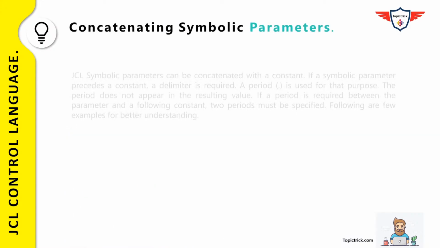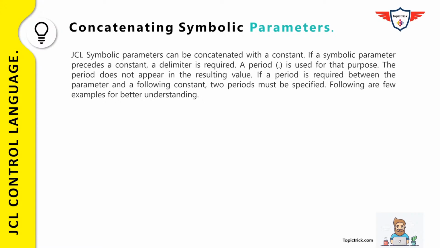Now let's focus on how to concatenate symbolic parameters with constant value or with any other symbolic parameters, and how you can use this symbolic parameter concatenation to generate various DD statements or execute statements in your catalog or instream procedures. Now, as you know, symbolic parameters can be concatenated with any other symbolic parameter or with any constant or with any text. So in that situation, if you want text to appear immediately after a symbolic parameter, then you must code a period as a delimiter between a symbolic parameter name and the text that follows it. And if you want a period to appear immediately after a symbolic parameter, then you have to code two periods in a row. So the first one acts as a delimiter marking the end of a symbolic parameter, and the second one will act as a part of a JCL statement.